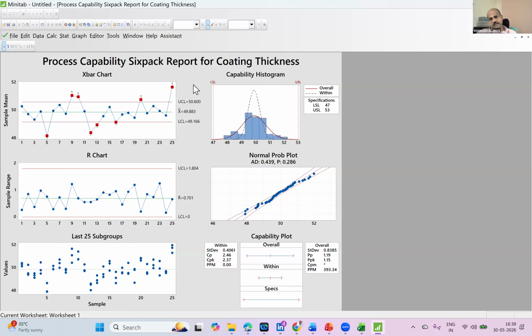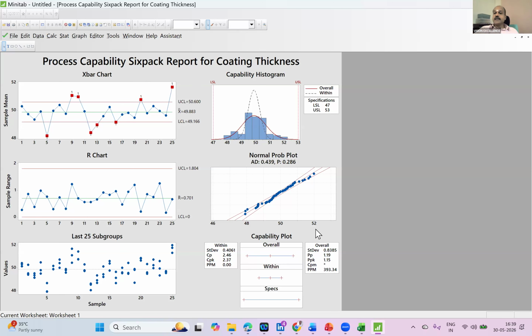If there are so many red color points, what do they indicate? Special causes. If there are too many special causes, then the credibility of your Cp, Cpk, Pp, Ppk calculated will be lost. Do you agree with me, all of you? If there are too many red color points in the control chart, then the Cp, Cpk, Pp, Ppk we calculated may not be realistic.